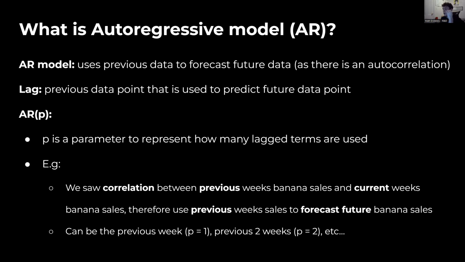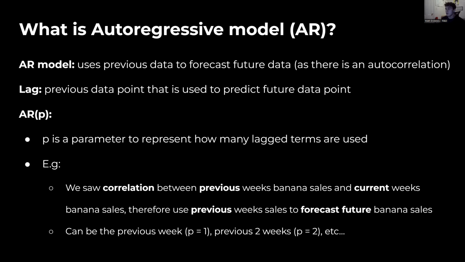So let's say I want to know how many bananas the grocery store is going to sell next week. One of the values in my model is going to be the previous week's banana sales, and that's going to keep going as we go through time. Now you have a prediction where, depending on how many bananas you sold in the previous week, that affects how many you might sell in the next week. And that's what an AR model is.